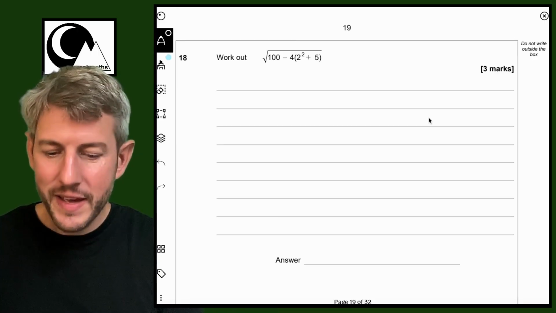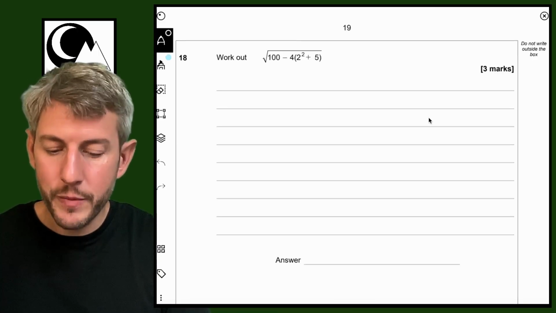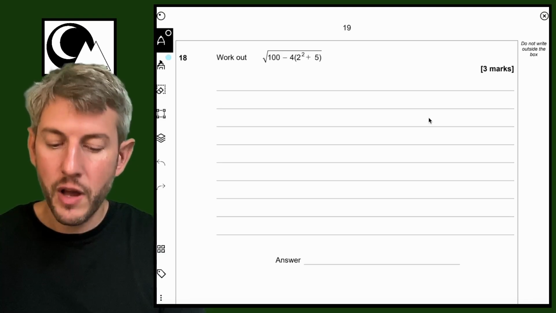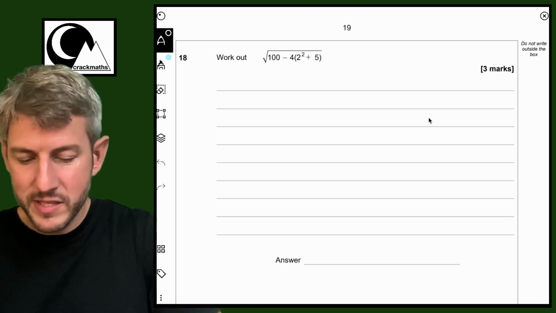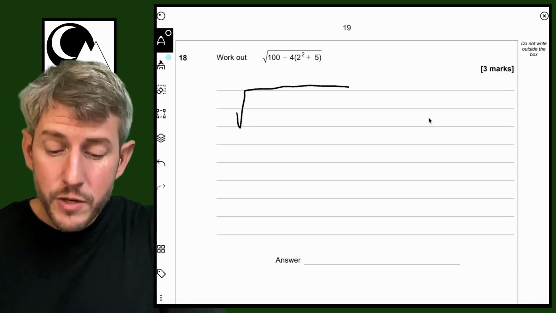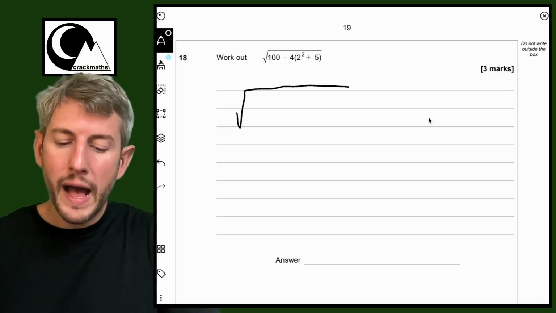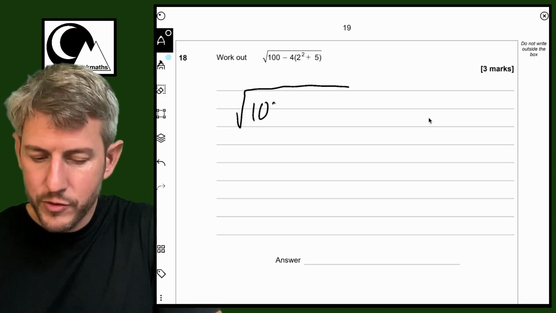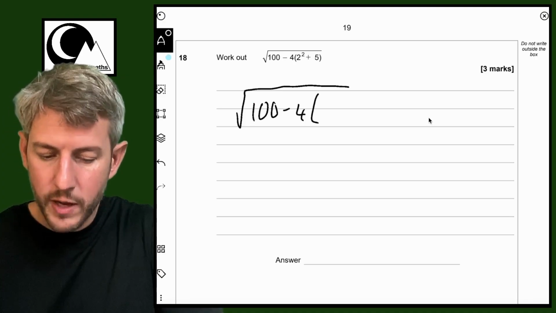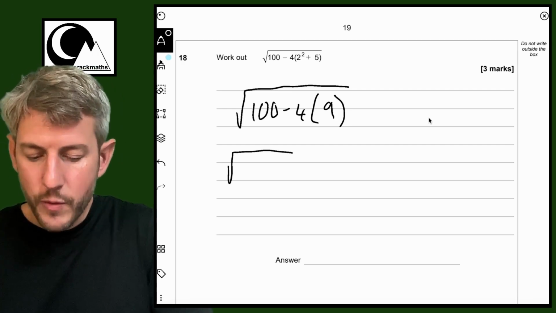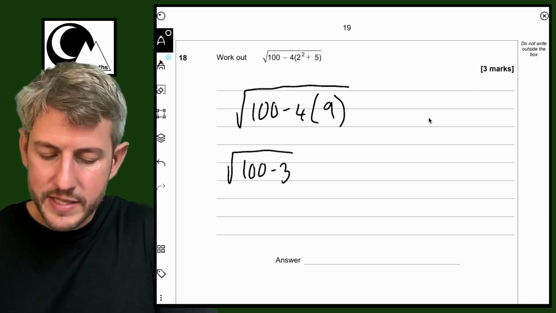So the next question here is work out the square root of 100 take away 4 times the bracket 2 squared plus 5. So let's work out the bracket first. Inside the bracket, we've got 2 squared. So 2 squared is 4. 4 add 5 is 9. Okay, I'll write this down. We've got 100, take away 4 times 9. 4 times 9 is 36. So we're looking at 100, take away 36.